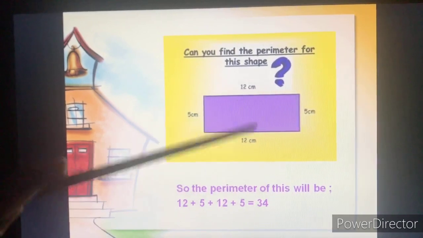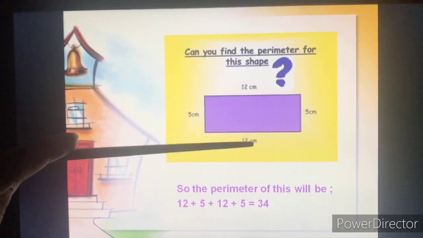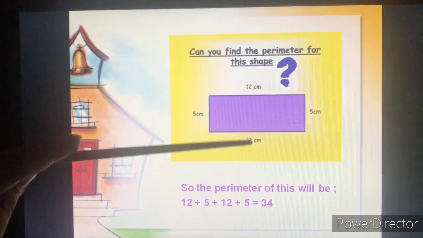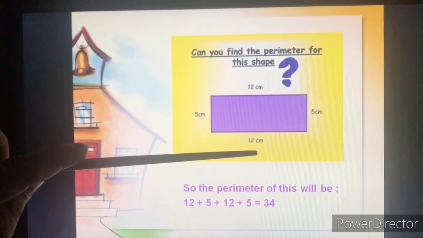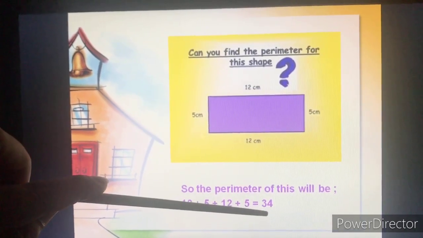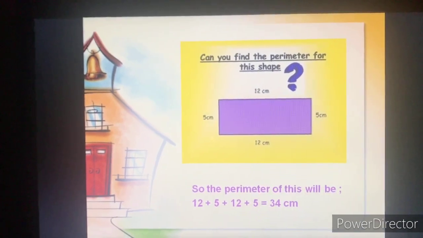34 what? As I told you, every time the units are given to you, you will write those units with the answer. So what is this? Centimeter. So you are going to write here centimeter. So your answer is 34 centimeter.